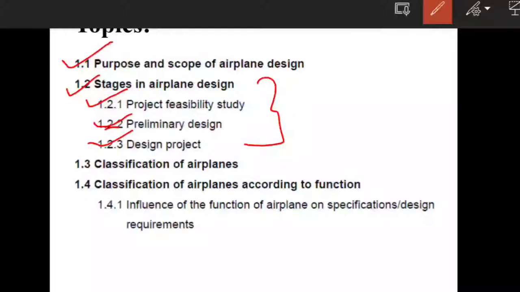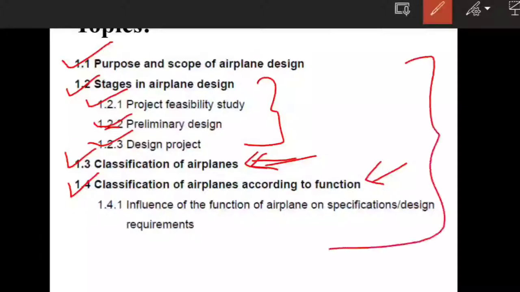Then second, that is 1.3, related to the classification of the airplane. I have already made one dedicated video, you can find it. But in this case, we are going to make a little bit deeper study about the classification of airplanes, and then the classification of airplanes according to the function, guys. This topic is also very important. So up to here, we are going to see in lecture 1. Today is lecture 1 of aircraft design, first chapter, introduction.